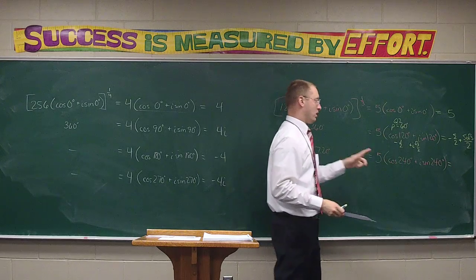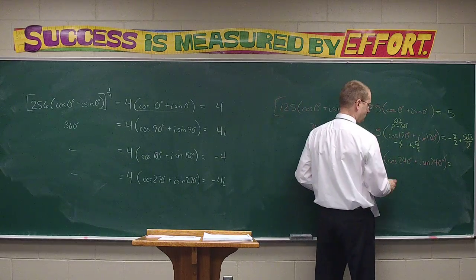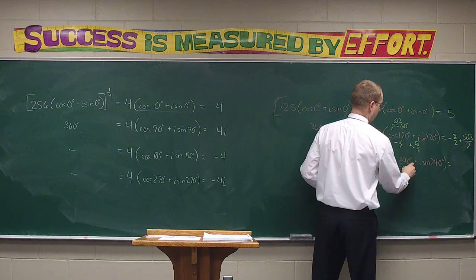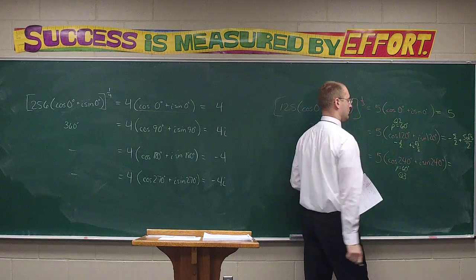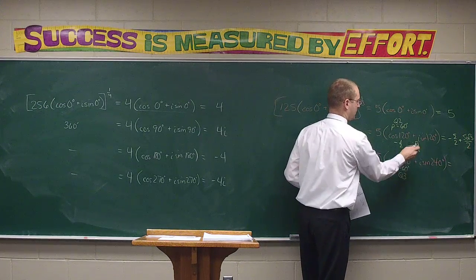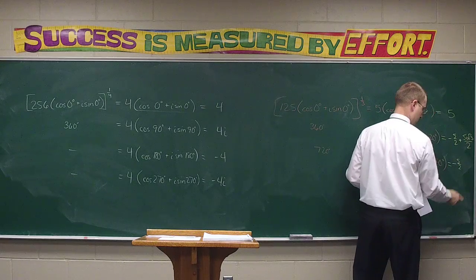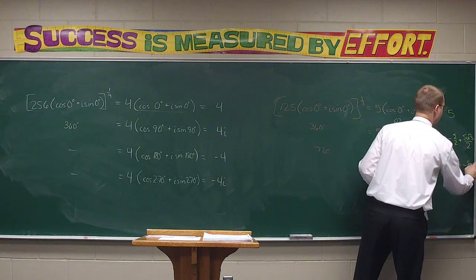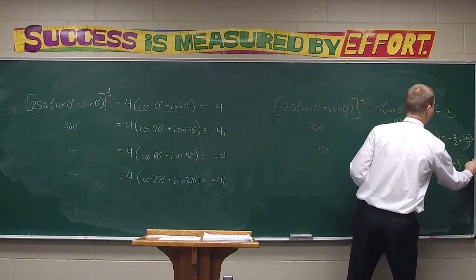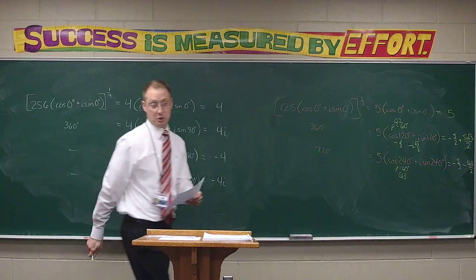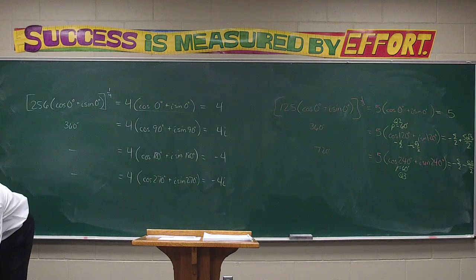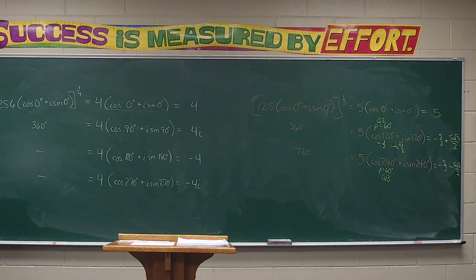And then the next one. Reference angle 60, quadrant 3. So it's the same thing, but both signs are negative. So negative 5 over 2 minus 5 square root 3 over 2 i. And there we go. We get those 3 answers for this one there.